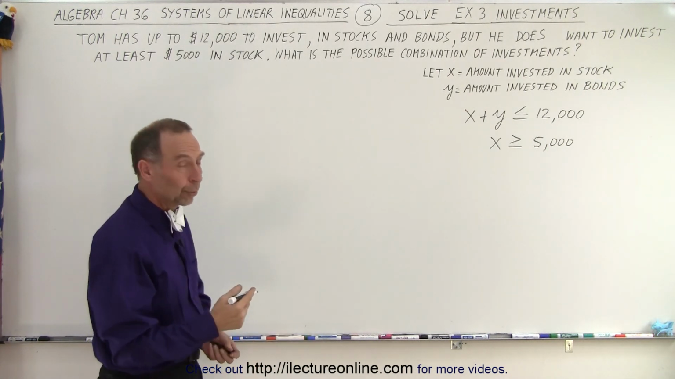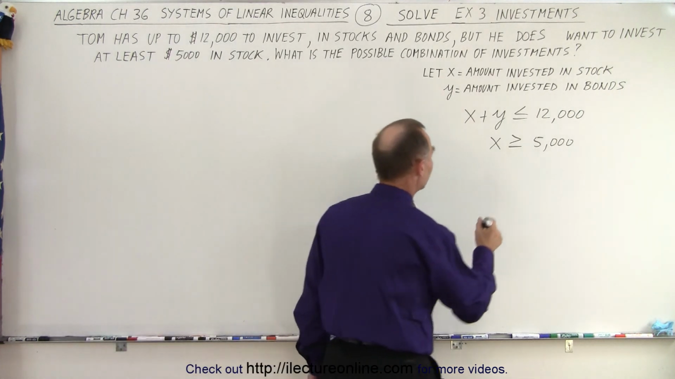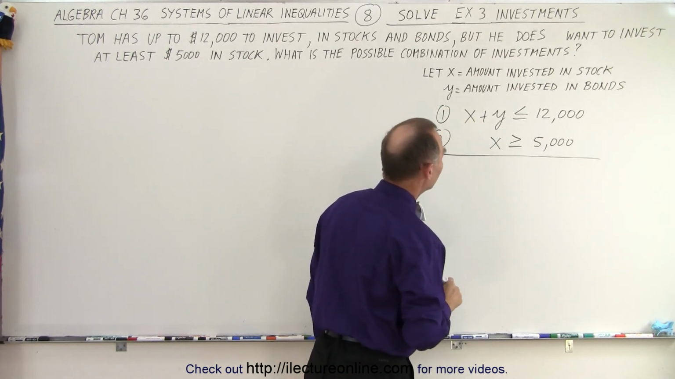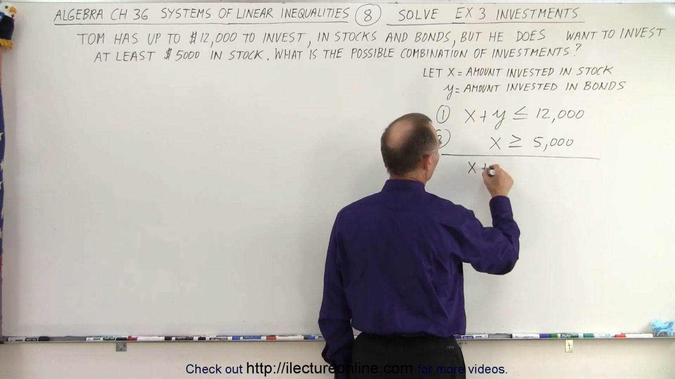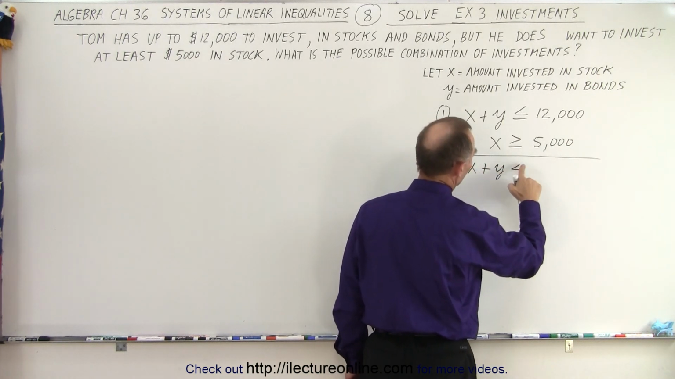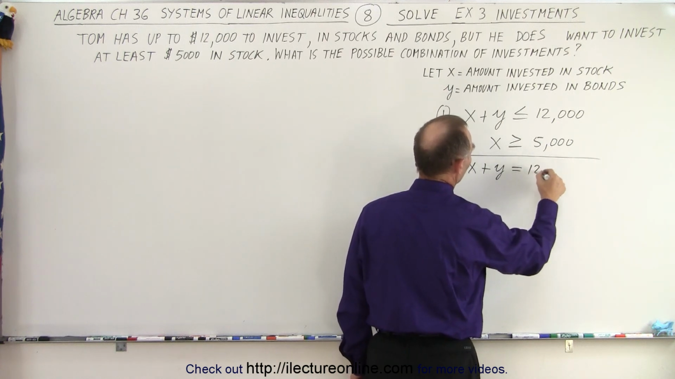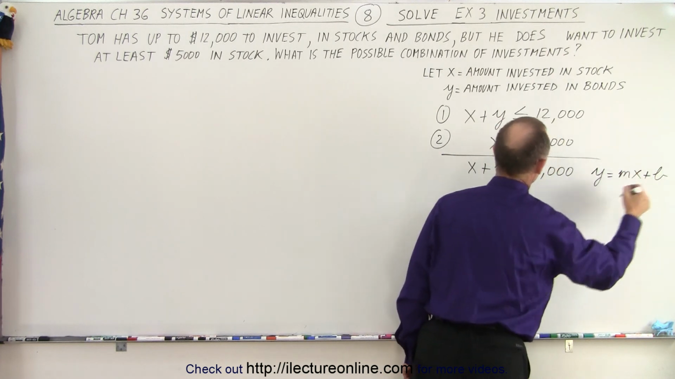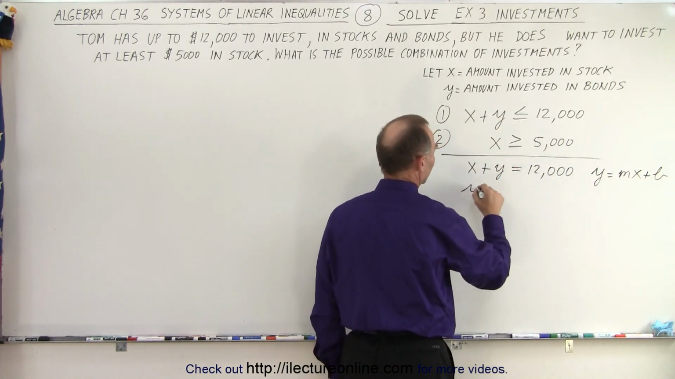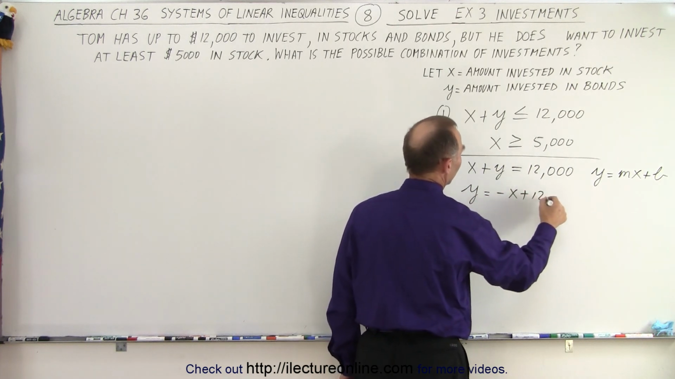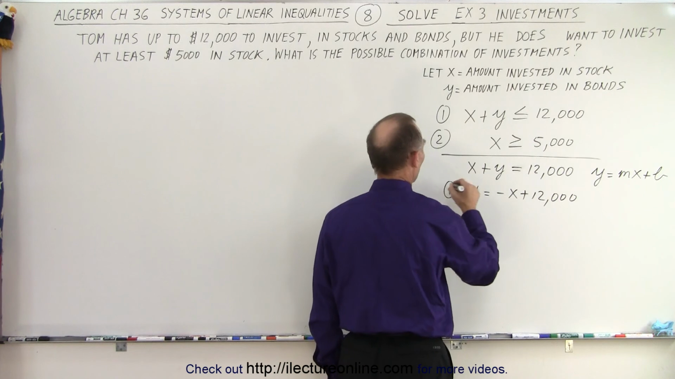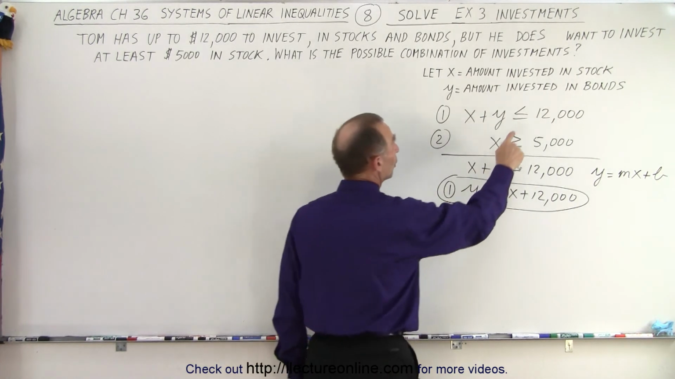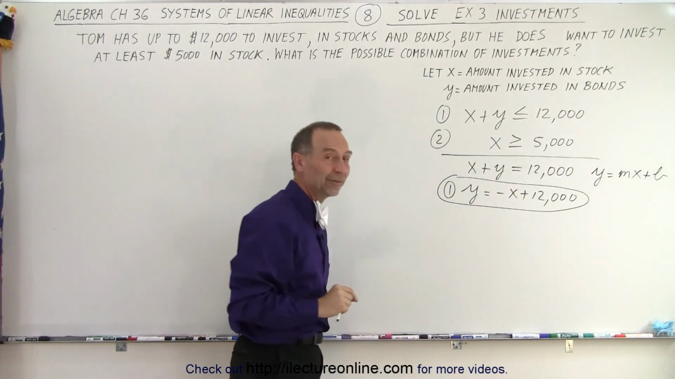So, again, what we're going to do is turn those into two equations to find the boundaries. So the first equation becomes x plus y equals 12,000. And then we want to put it in the format of y equals mx plus b, which means we move the x to the other side, and we end up with y is equal to minus x plus 12,000. And there's equation number one, which gives us the boundary of inequality number one. And notice, since we have less than or equal to, there'll be a solid line represented by that.